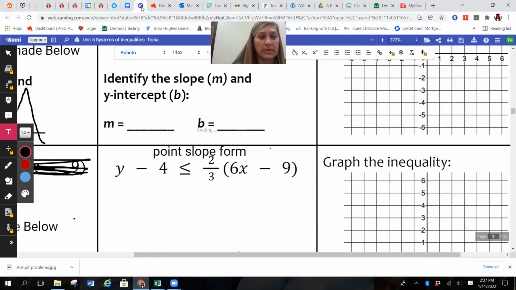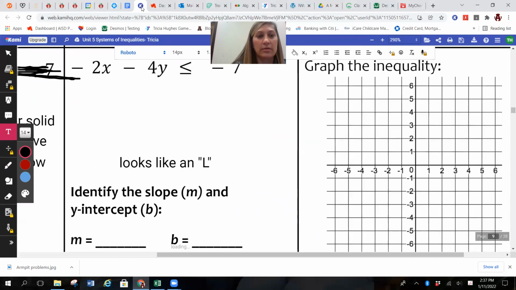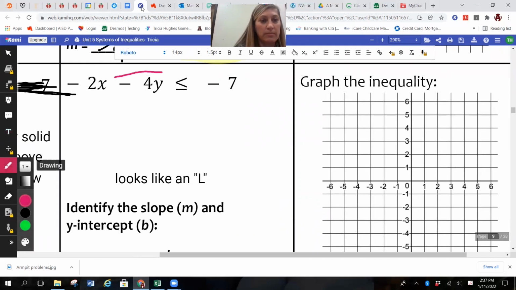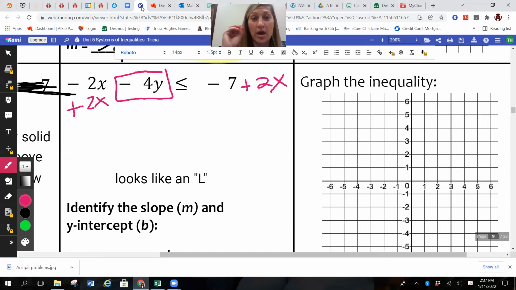Box the y. Move the x. Divide, divide, divide. I'm going to move the x. That adds to 0. And then I'm going to divide. I'm going to divide. And I'm going to divide. Okay. I get y.